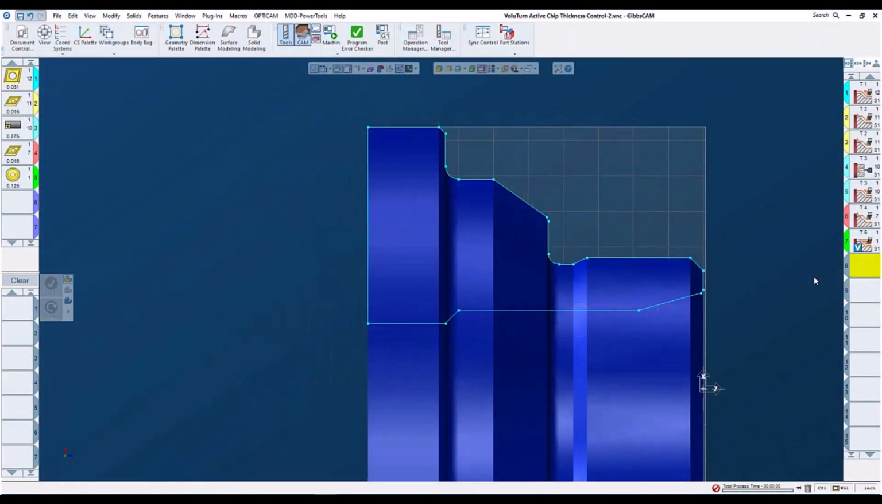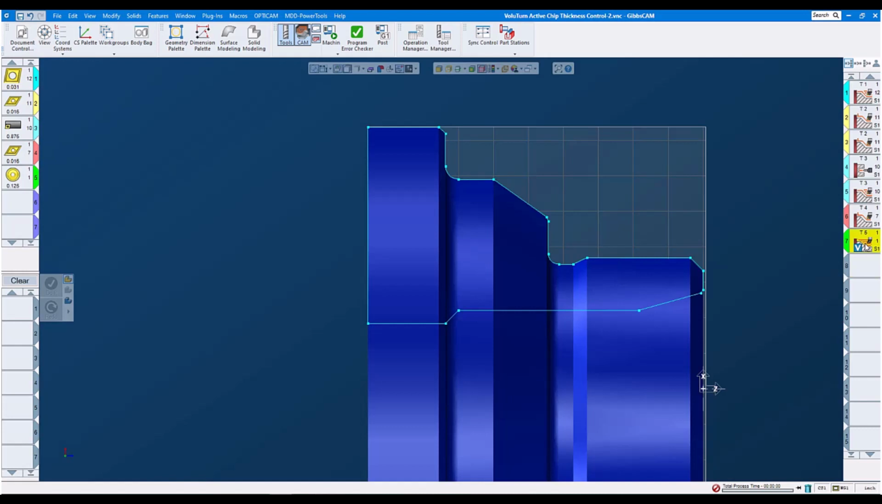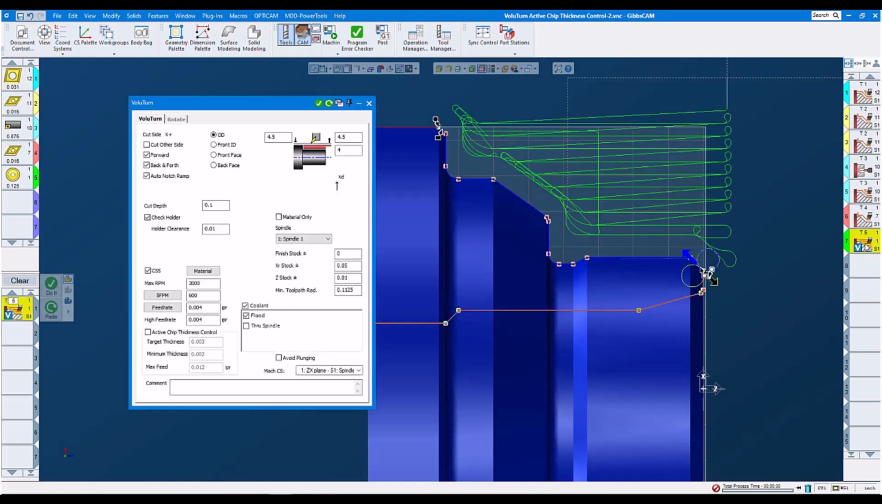VoluTurn with active chip thickness control. Let's look at our VoluTurn. Here we have our toolpath. You see the toolpath, active chip thickness is not switched on right now.